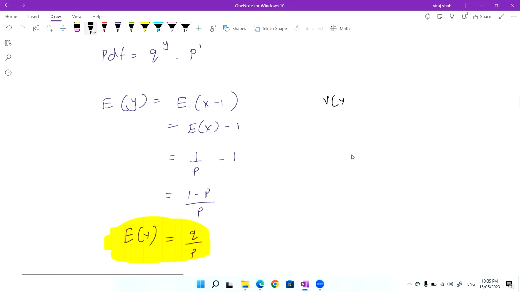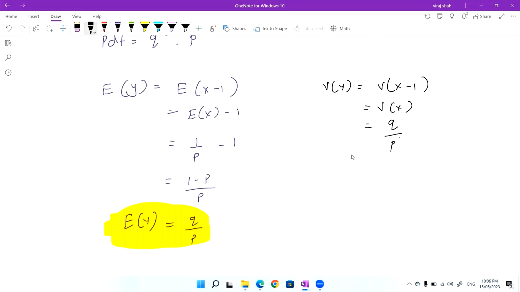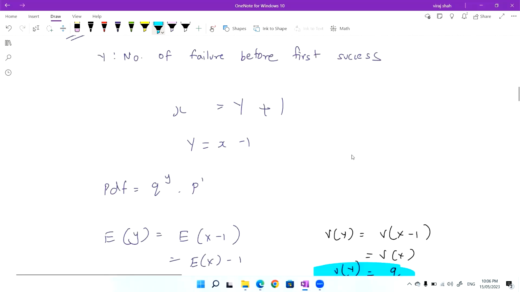Then your variance of y. Variance of y is again variance of x minus 1 according to the relationship. Variance of a constant is 0. So this is variance of x. And variance of x, we just wrote it here. It's q by p square. So done. That's it. We are done with the first distribution. Simple, right? You understand why each distribution is getting used. That is the most important thing that you need to consider, and I try to focus on that point as well.